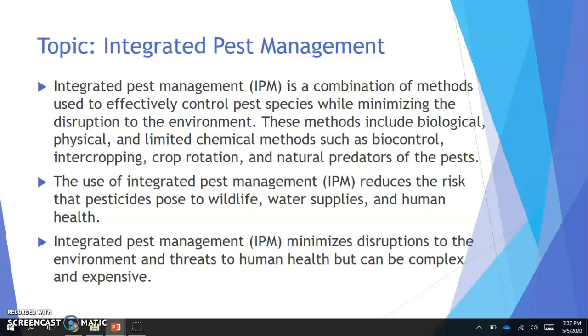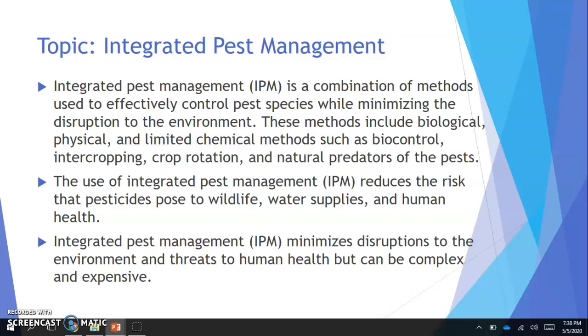The last thing we're going to go over today is IPM, or Integrated Pest Management. And remember, that's just a combination of methods to control pest species while minimizing the disruption to the environment. So it's basically rotating biological, physical, and then chemical methods such as biocontrol, intercropping, crop rotation, and using natural predators of the pests. That's a way to reduce pests and use different strategies to manage pests as opposed to just using chemicals that can be harmful.